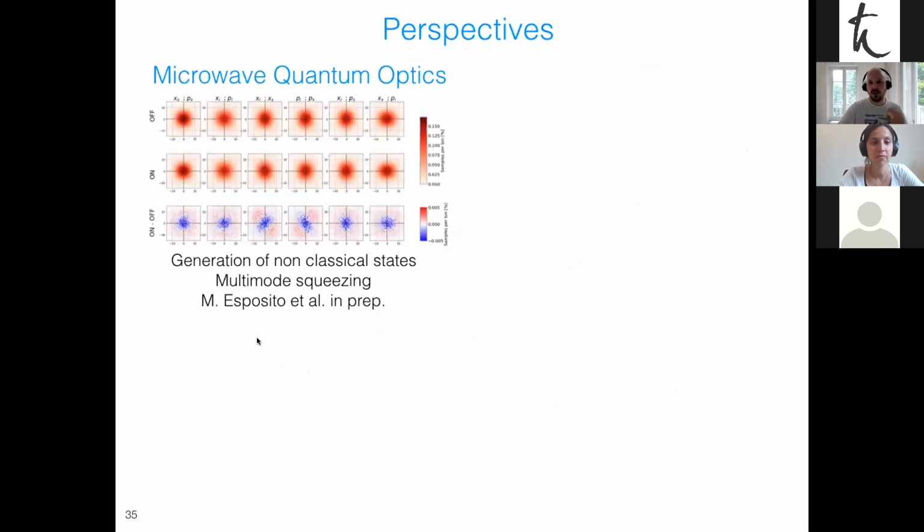But maybe if I have one more minute, I would like to speak about perspectives, because it's usually a bit more interesting. We are now working hard in the direction of microwave quantum optics. Since we understood quite well what's going on for amplification, now we really want to look at the statistics of the photons, and these are preliminary results we obtained very recently. Basically, we could generate multimode squeezing, broadband multimode squeezing, in such a device and demonstrate quantum entanglement. Fortunately, I don't have time to tell you about that today.